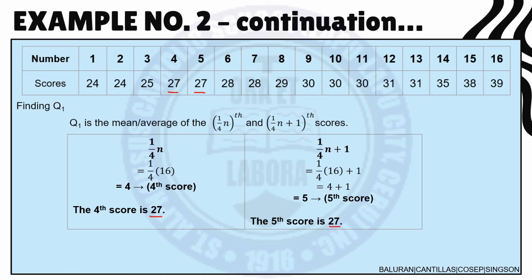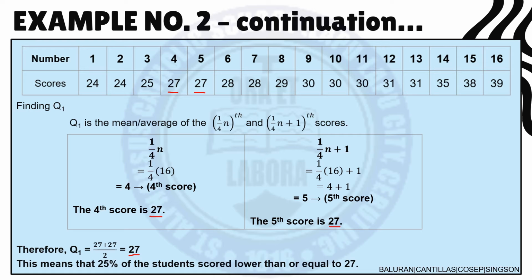Then, since we have located the fourth and the fifth scores of the given data, therefore, take the average of these two scores. We have 27 plus 27 divided by 2. Therefore, the first quartile is equal to 27. This means that 25% of the students scored lower than or equal to 27.